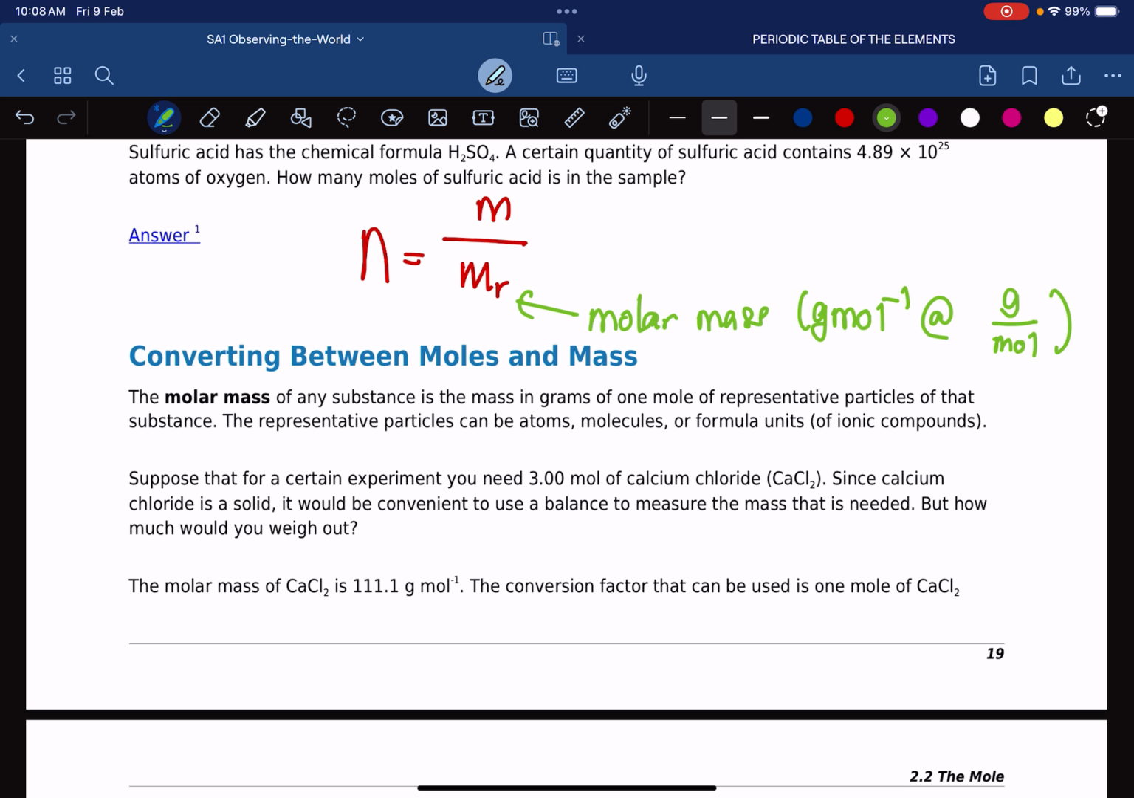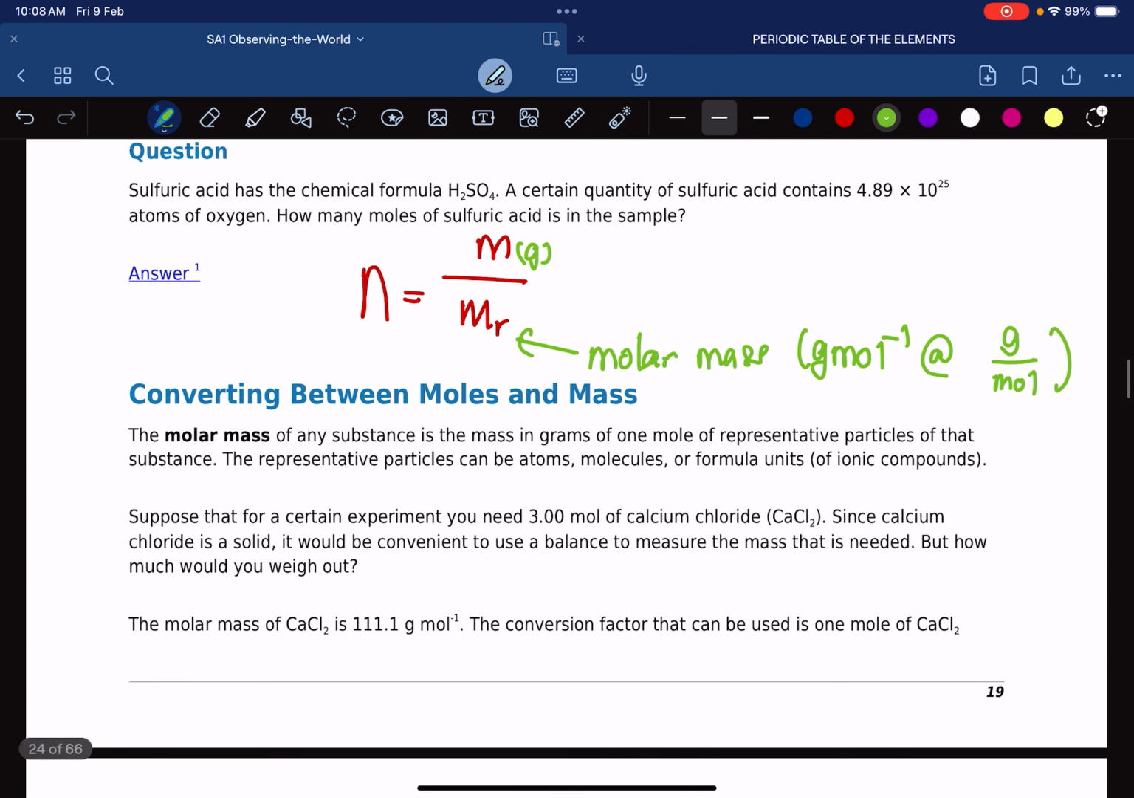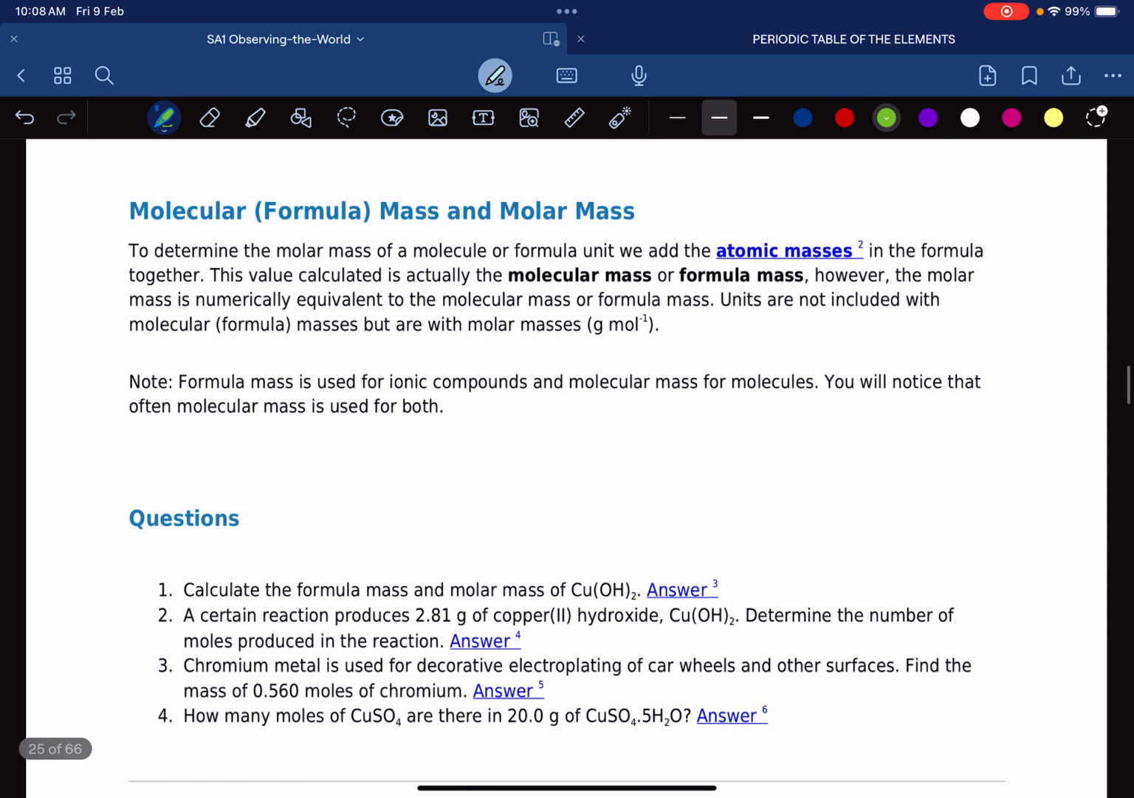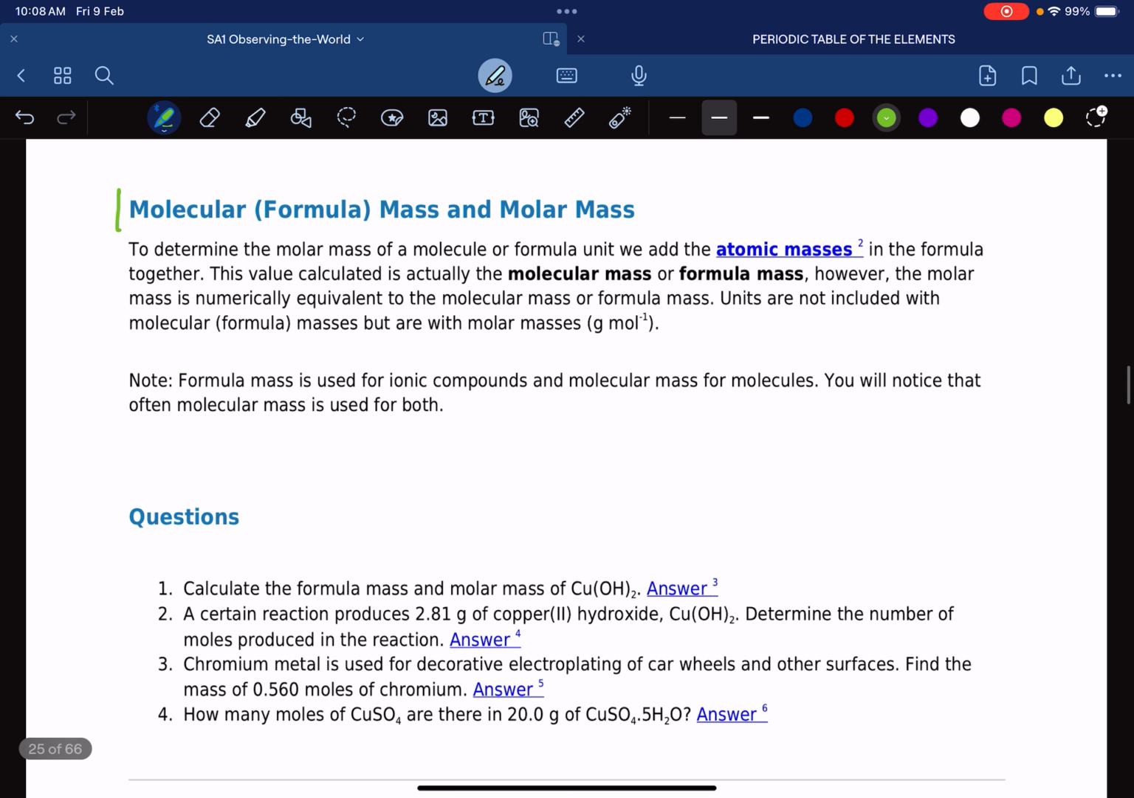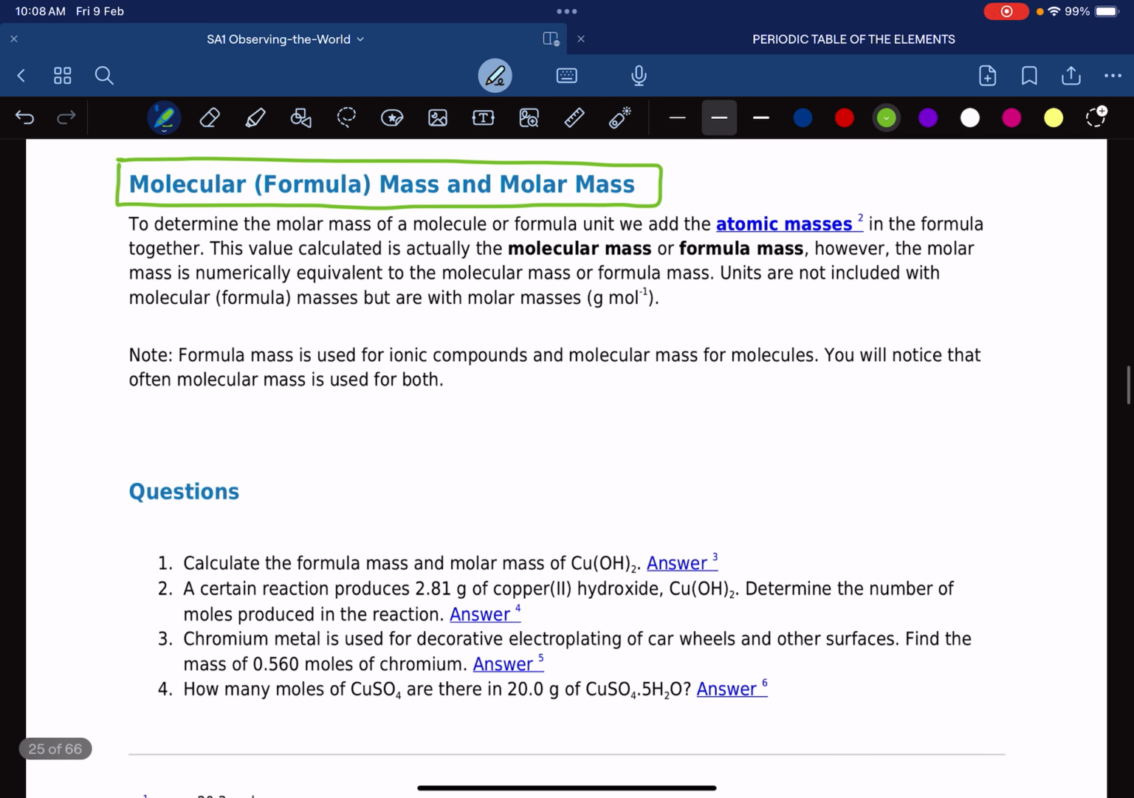The mass has a unit of grams. So gram divided by gram per mole, you end up getting moles. Now, before we do that, I just want to bring your attention to these funny words, which are called molar masses and formula masses and so on. So let me just clarify this for you.